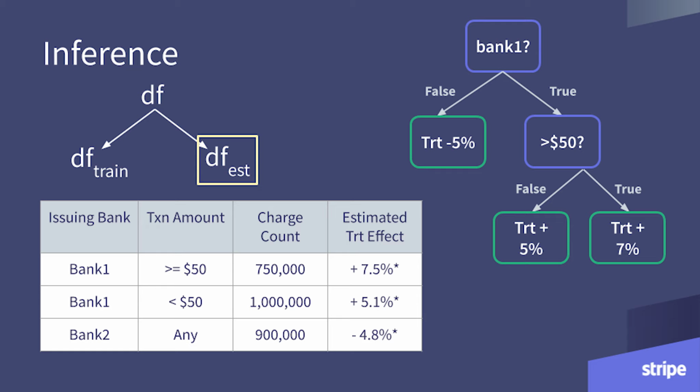And then once we've identified these subsets that we want to split our data into, we can go back to our holdout or estimation data and do the treatment effect estimation and significance testing using our holdback data.